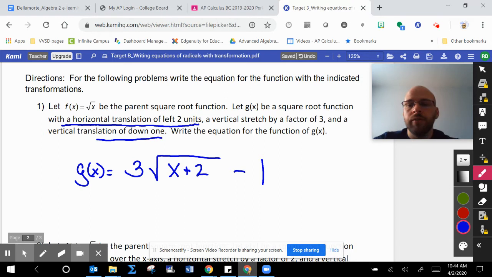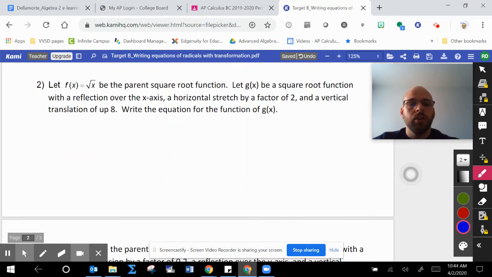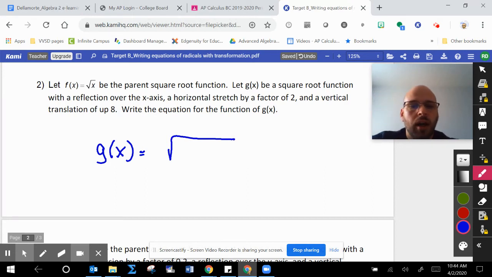Okay, so I have 4 of these. Feel free again to pause, check your answers, see what you get, and then play the video and check along with me. All right, so number 2, I have another square root function, g of x. I like to write the name of my function first. So g of x equals, and I'm going to make a big square root.